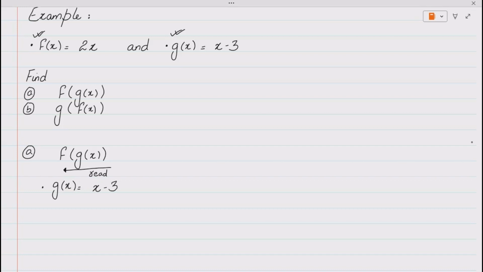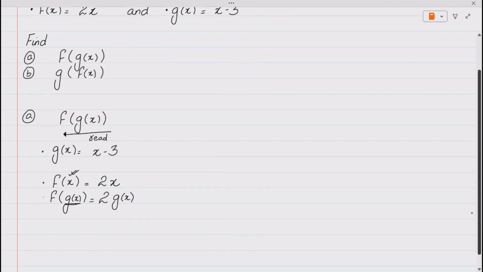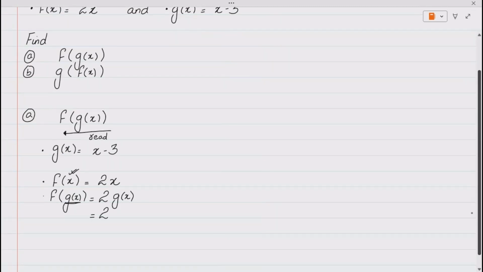Okay. Now we have to put this g of x in f, right? So what is f of x? f of x is 2x. And what we have to find is f of g of x, i.e., in place of x, we have to write g of x. So I did the same: in place of x, I wrote g of x. So here 2, and again in place of x, I write g of x. Now what is g of x? We have to put the value of g of x now, which is x minus 3.